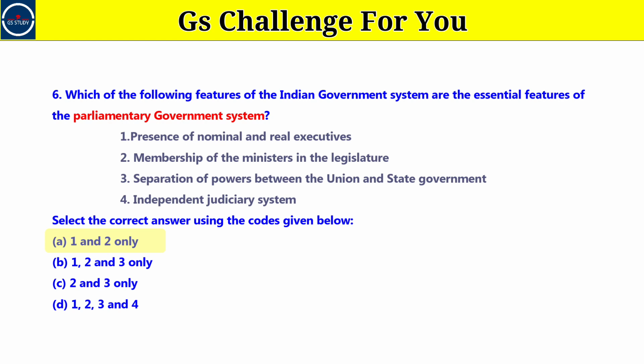Because separation of powers between the union and state government, or federal system, may exist under the presidential government system also, as it is found in the United States of America. The doctrine of separation of powers envisages the concept of division of powers. In India, the fountainhead of power is the Constitution.